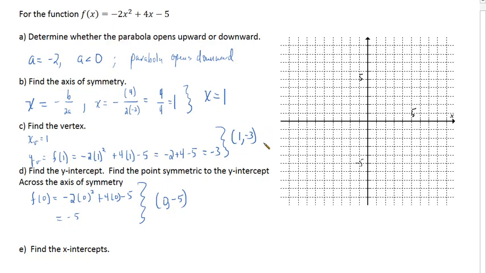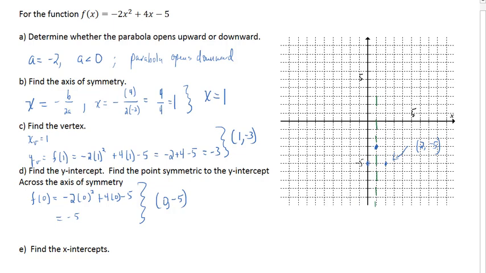Alright, so what do we have? We have the vertex at (1, negative 3). We have the y-intercept at (0, negative 5). And we're asked for the symmetric point to the y-intercept across the axis of symmetry. Well, the axis of symmetry is here at x equals 1. And so the point symmetric, going 1 unit on the other side of the axis of symmetry, that point would be (2, negative 5).